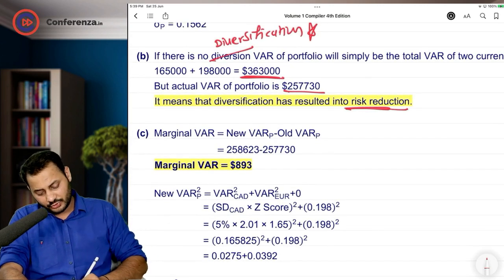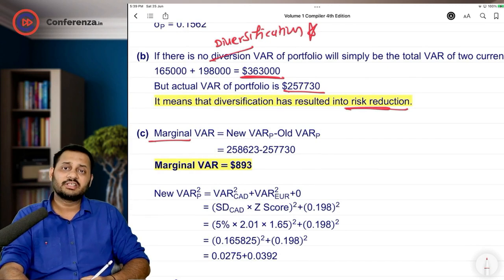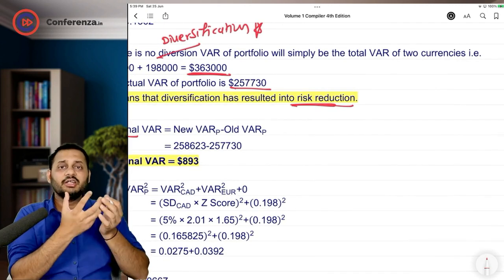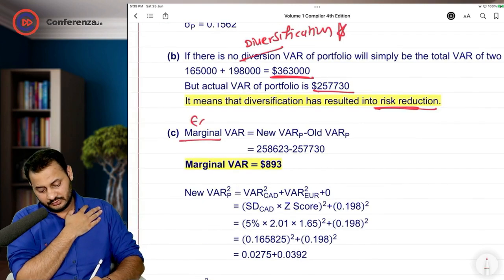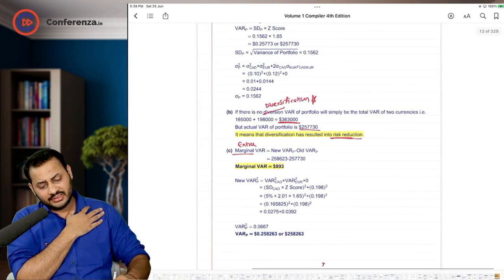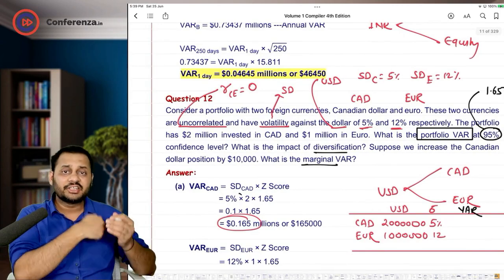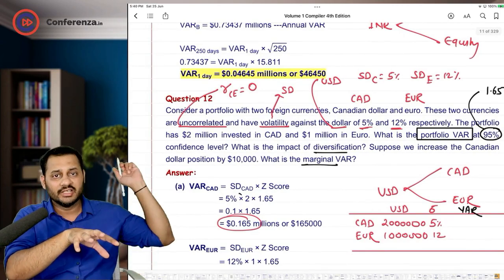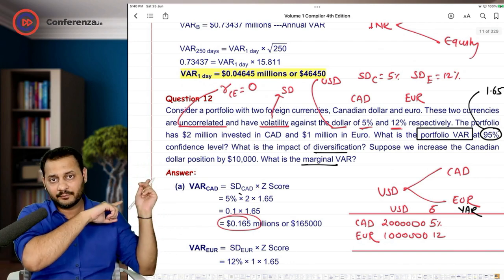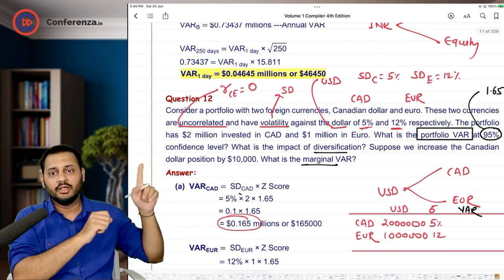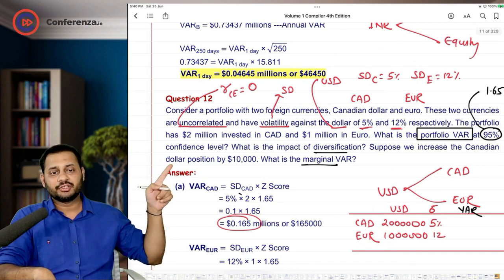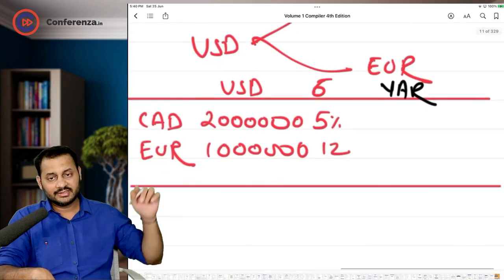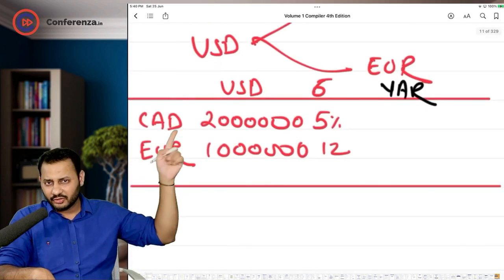Now we have been asked to calculate the marginal VAR. Let me just clear one thing. Marginal means the extra. The question is asking you what is the extra VAR. And whenever you want to calculate extra, you should know the previous figure, that is, what was the old VAR. If we increase the position of Canadian dollar by $10,000, you can clearly see that the total position in the Canadian dollar is 2 million.